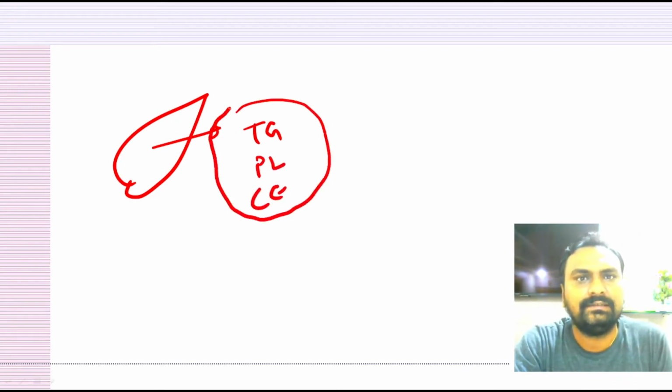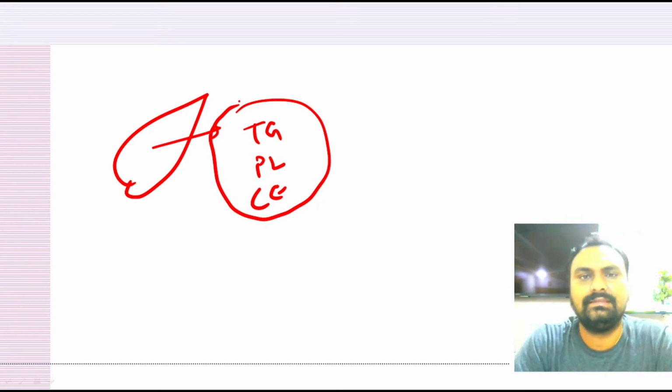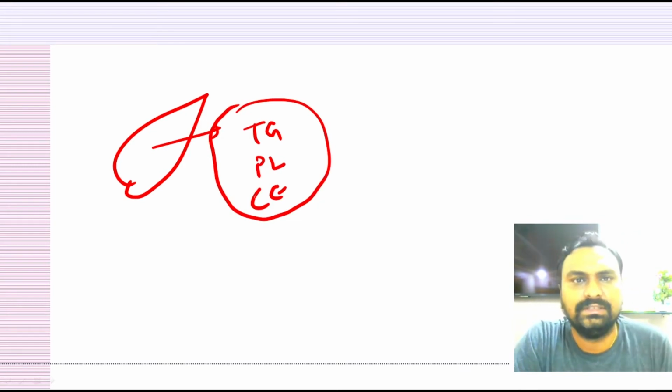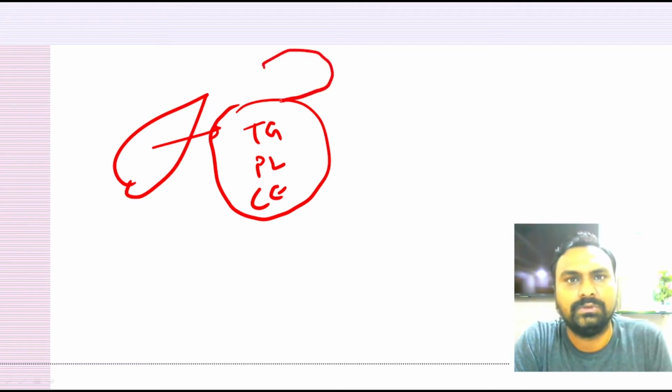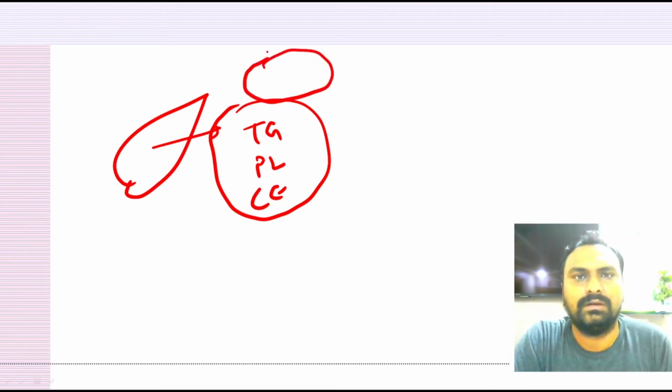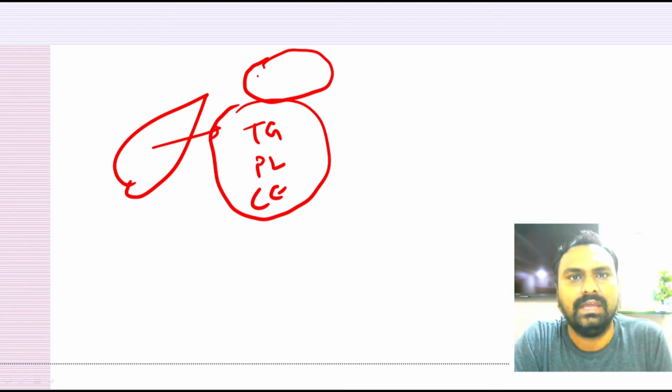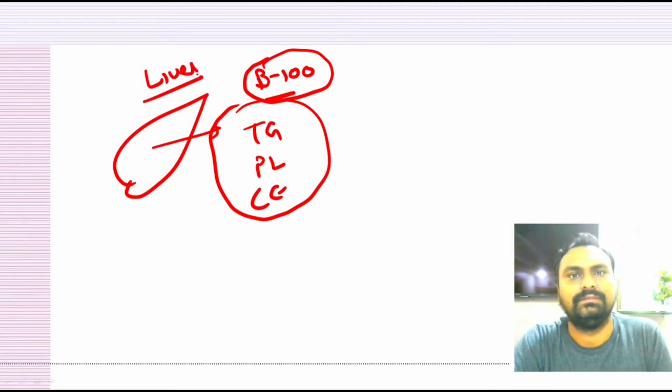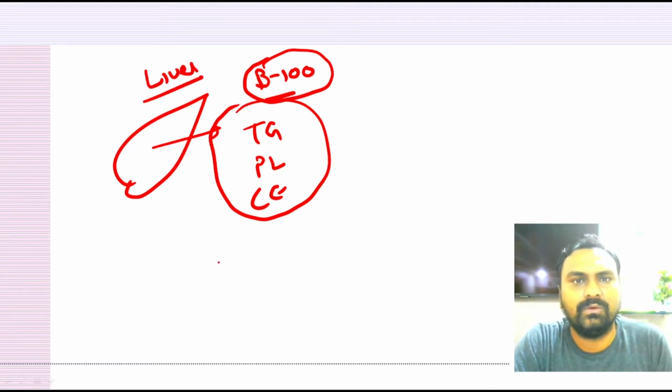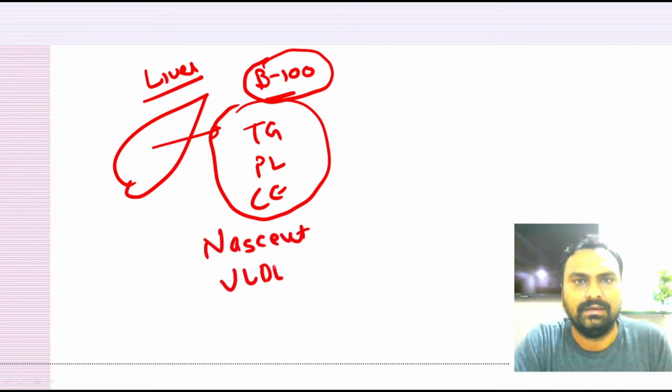The synthesis and secretion of this VLDL is similar to the chylomicron. These lipids are hydrophobic, so for transportation it requires apoprotein. For the transportation of this it requires ApoB100, which is produced by the liver cells. So this ApoB100, triglyceride, phospholipid and cholesterol ester is called the nascent VLDL.